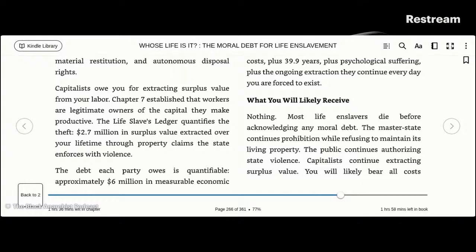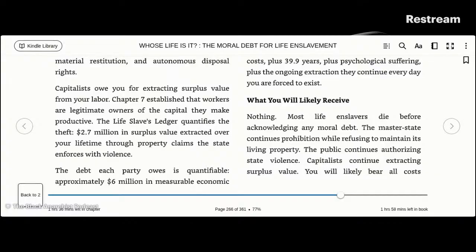Capitalists owe you for extracting surplus value from your labor. Chapter 7 establishes that workers are legitimate owners of the capital they make productive. The Life Slave Ledger quantifies the theft: 2.7 million in surplus value extracted over your lifetime through property claims the state enforces with violence. The debt each party owes is quantifiable: approximately 6 million in measurable economic costs, plus 39.9 years, plus psychological suffering, plus the ongoing extraction they continue every day you are forced to exist.